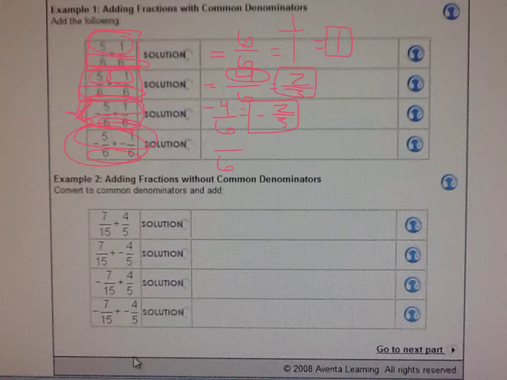Okay, negative 5 minus 1. That's a bigger negative, so you get negative 6. Now, negative 6 over 6 reduces, because 6 goes into both of them. So we get negative 1 over 1, and therefore our answer is just negative 1. Okay? Now, let's look at adding fractions without common denominators on the next video.